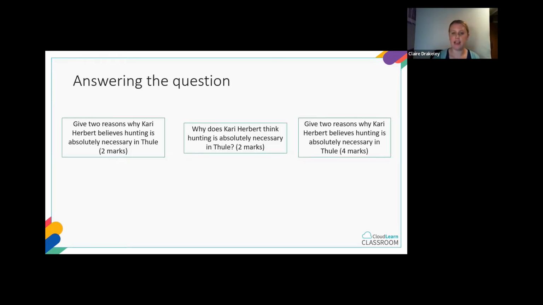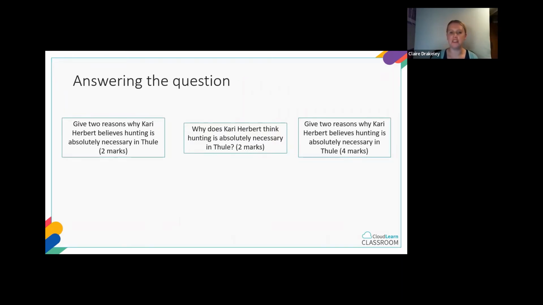So let's take a look now at actually answering the question and how we go about that and what to remember. So if we look at box 1 here, this is an example of a question. Give 2 reasons why Kari Herbert believes hunting is absolutely necessary in Tula. We did this one. Do you remember talking about this extract?